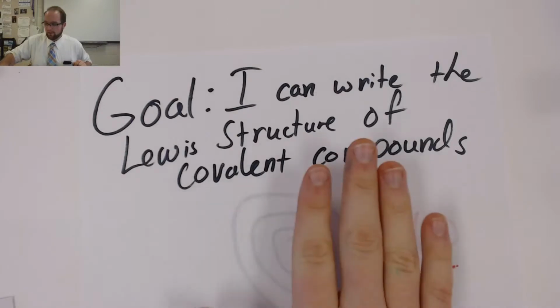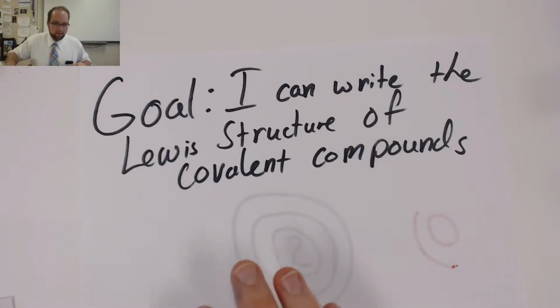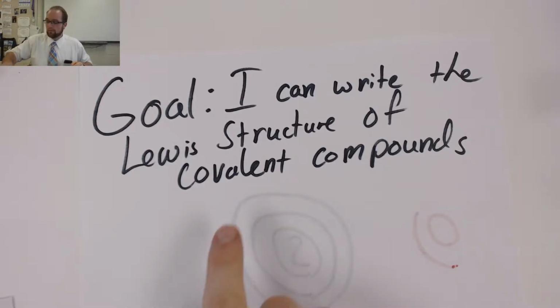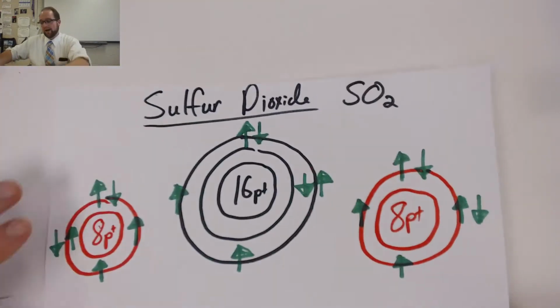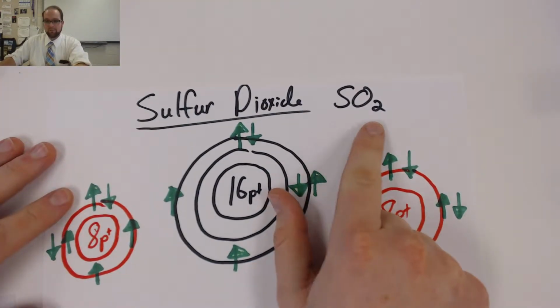In this video, our goal is that we can write the Lewis structure of various different covalent compounds. So, we've been talking about covalent compounds a little bit, and I want to take a look at an example of one of them, like sulfur dioxide, also known as SO2.